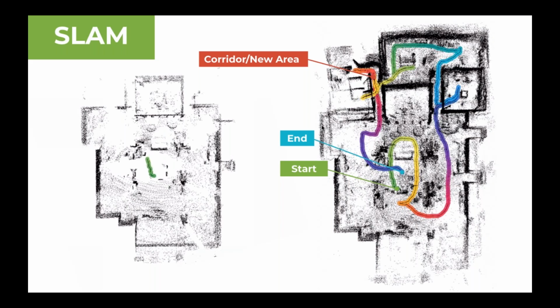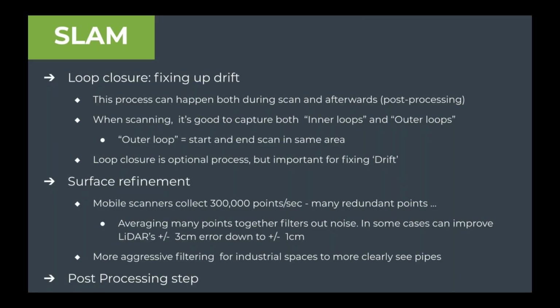One of the methods that we work with our customers on is to get what's called a loop closure to eliminate the drift errors. One way to do that is you can start and end the scan in the same area. The software can optionally use this to snap the scan together like a puzzle piece and clean up the drift. I'll show the end result in just a minute.